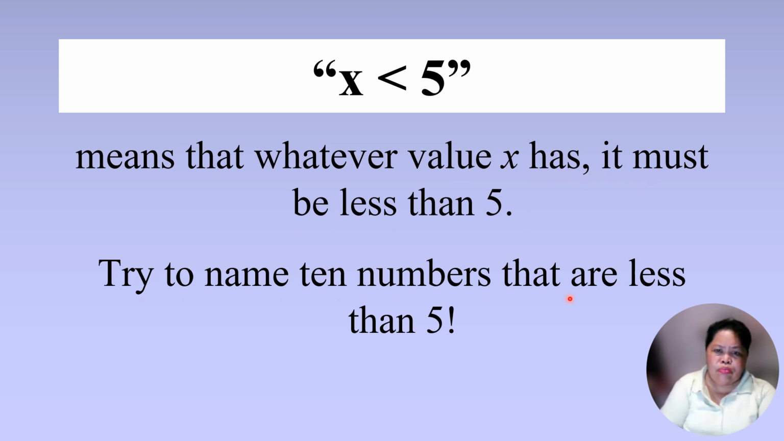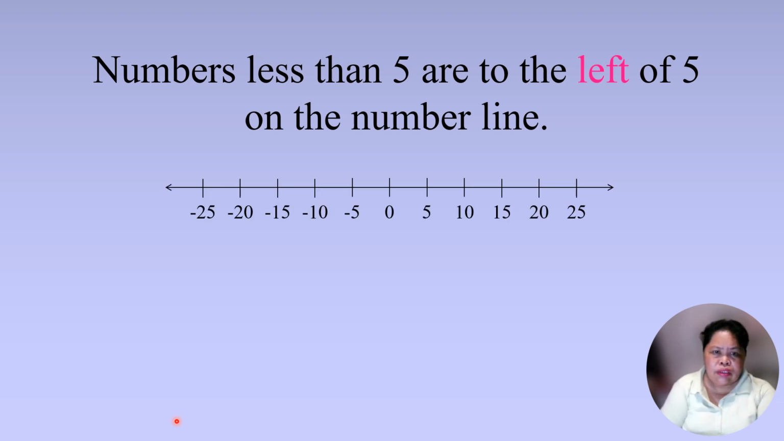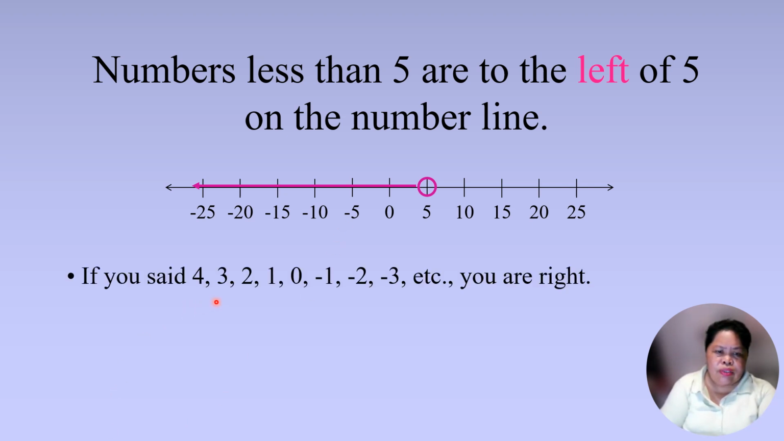Try to name 10 numbers that are less than 5. Numbers less than 5 are to the left of 5 on the number line. It's going backward. If you said 4, 3, 2, 1, 0, -1, -2, -3, etc., you are right.